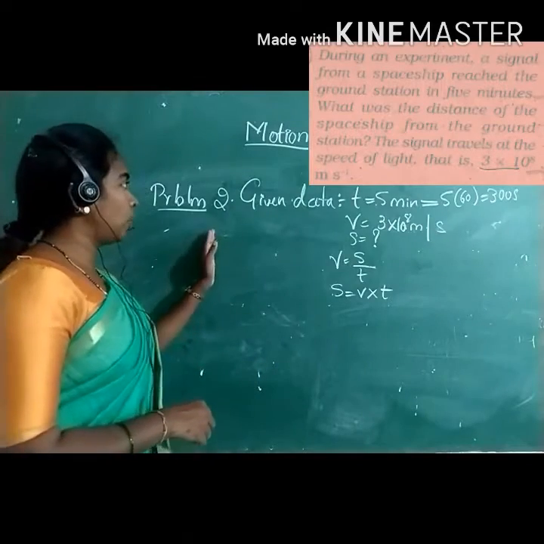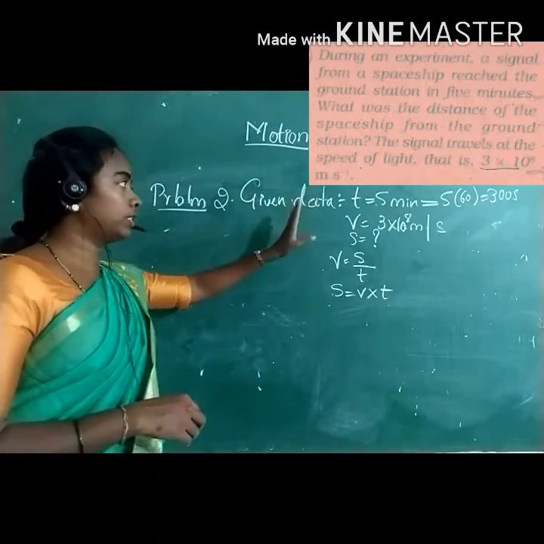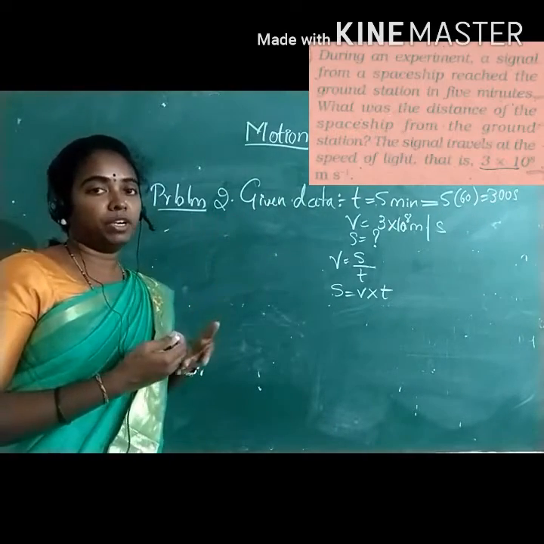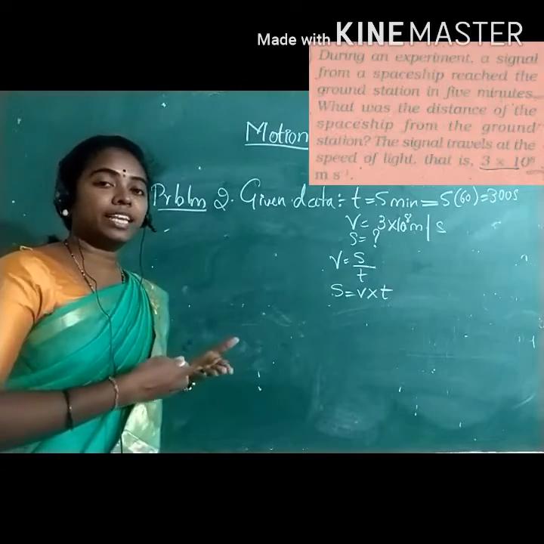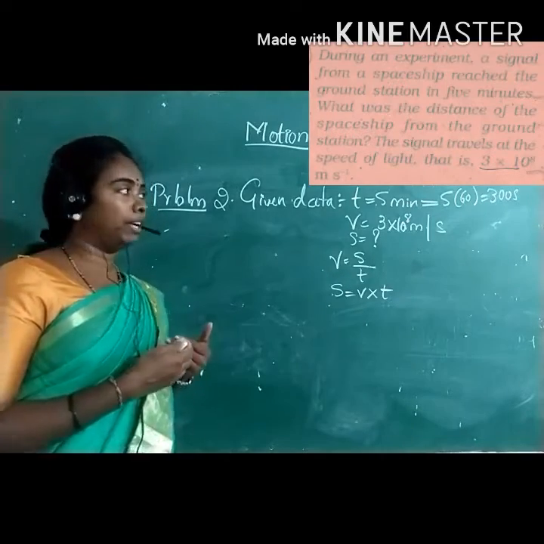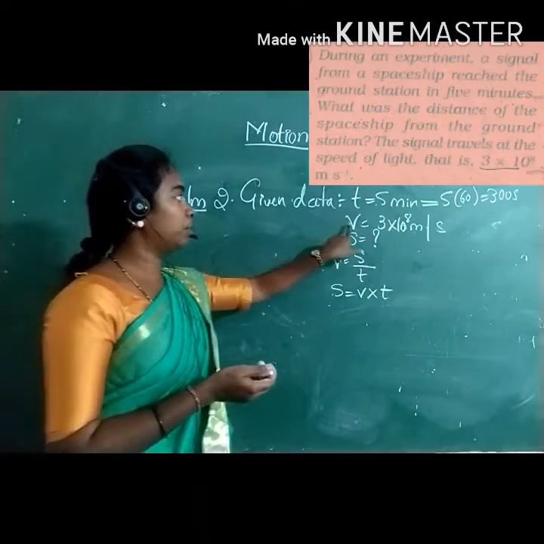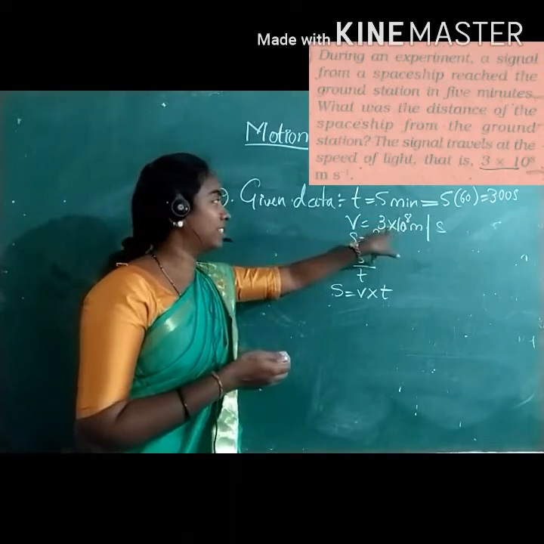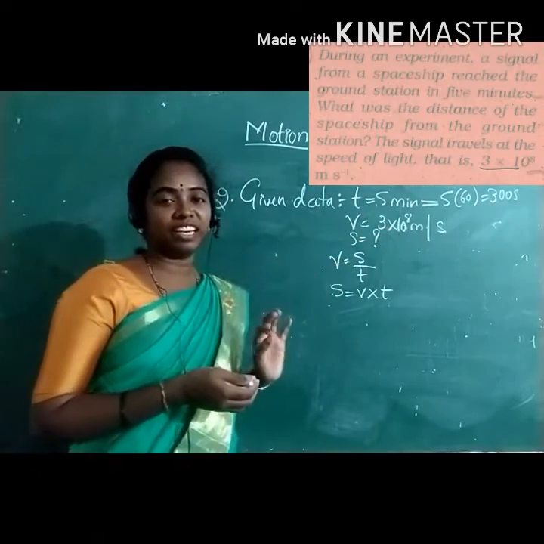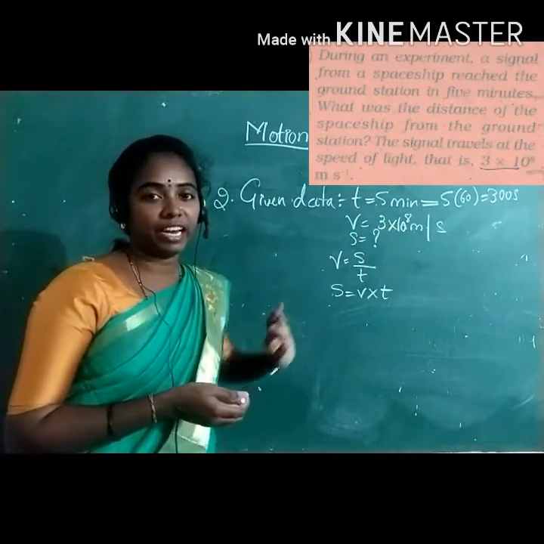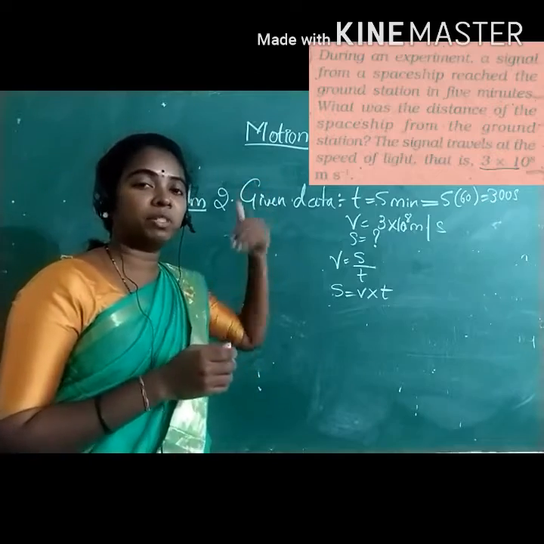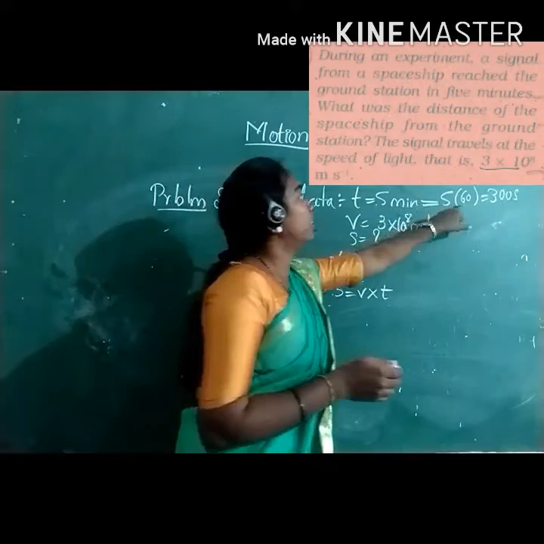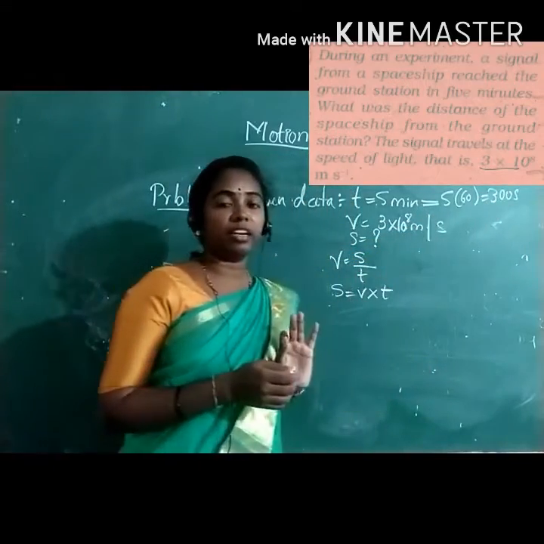Now let us solve one problem regarding speed or velocity. Here they say a signal is coming from a spaceship to the ground station. They ask us to calculate the distance between the spaceship and the ground station. They have given the speed of light as 3 into 10 power 8 meter per second. This is the speed of the signal coming from the spaceship. Here time is given as 5 minutes. It is reaching in 5 into 60, that is 300 seconds.